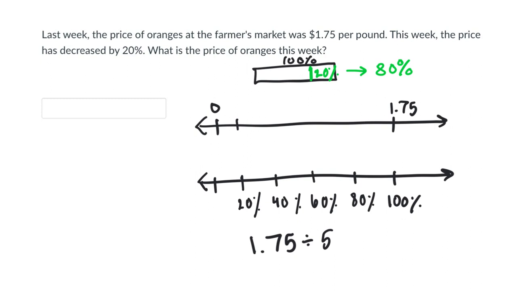So I'm going to line them up. My first increment would be 0.35. My next increment would be 0.70. My next increment will be 1.05. My 80% increment would be 1.40. And my $1.75 increment is at 100%, so we're good. So then we know we're only paying 80%, so let's look at the price for 80%. Here we get $1.40.